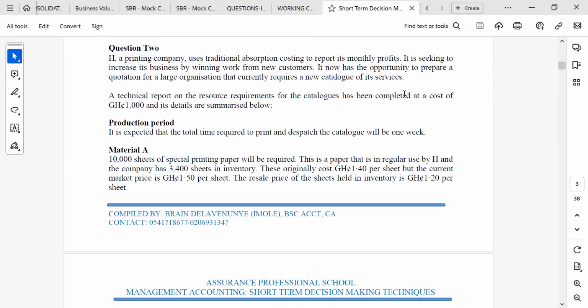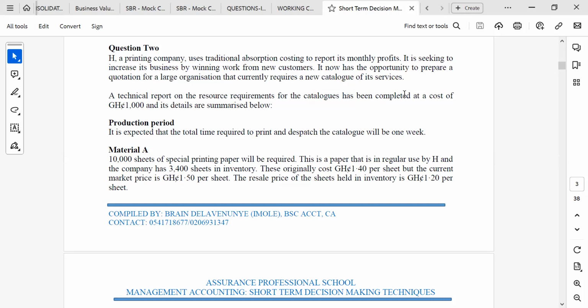All right, so they are saying that a printing company uses traditional absorption costing to report its monthly profit. It is seeking to increase its business by winning work from new customers. It now has the opportunity to prepare a quotation for a large organization that currently requires a new catalog of its services. A technical report on the resource requirement for the catalog has been completed at a cost of what? Cost of 1,000. Its details are summarized below.